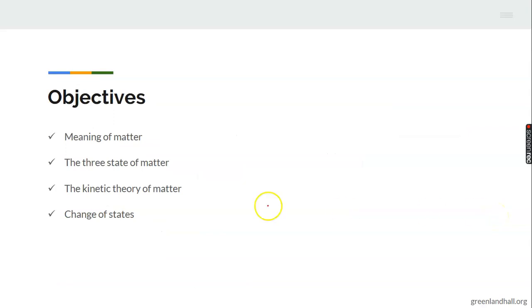Okay, today we are going to talk about the topic named matter, and under matter we are going to be looking at the meaning of matter. We are going to look at the 3 states of matter that we have. We are going to look at the kinetic theory of matter. Then we are going to look at the changes that accompany matter.